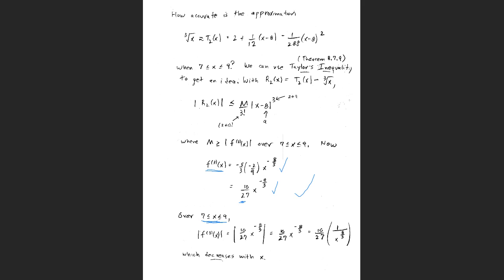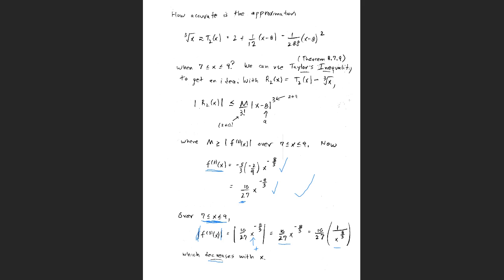Okay, and so what I do is I study the absolute value of the third derivative of the cube root of x. Well, that would be the absolute value of 10/27 times x to the negative 8/3. But since x is between 7 and 9, x to the negative 8/3 is going to be positive, and so I can remove the absolute values. So the absolute value of the third derivative is just 10/27 times x to the negative 8/3. And that's 10/27 times 1 over x to the 8/3.